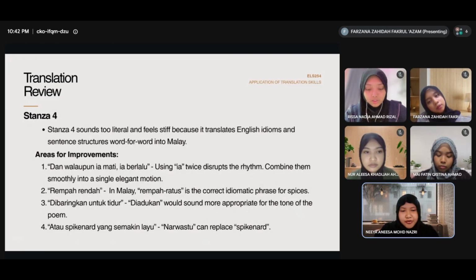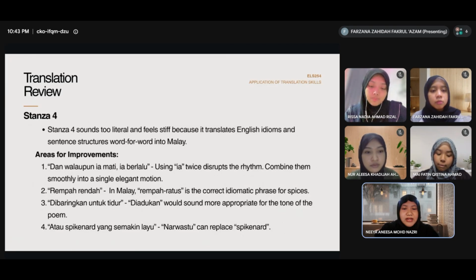First, the line dan walaupun ia mati ia berlalu repeats the pronoun ia twice, which disrupts the rhythm of the poem. So I suggest combining the ideas into a smoother structure that would create a more elegant poetic flow. Second, the phrase rempah rendah is not commonly used in Malay. The more natural and idiomatic expression would be rempah ratus, which readers can easily understand. Third, the phrase dibaringkan untuk tidur sounds literal. Replacing it with diadukan or bersemayam would create a softer and more poetic tone that is more suitable for the context.